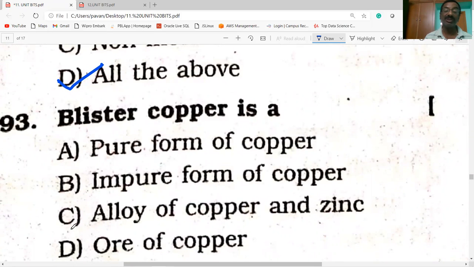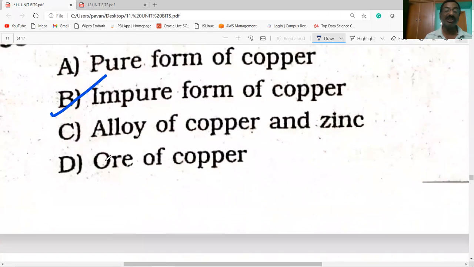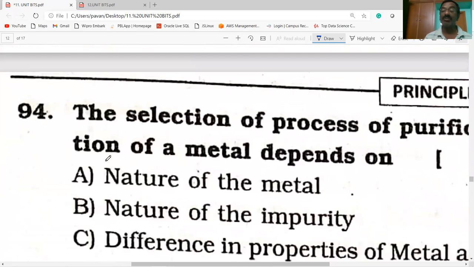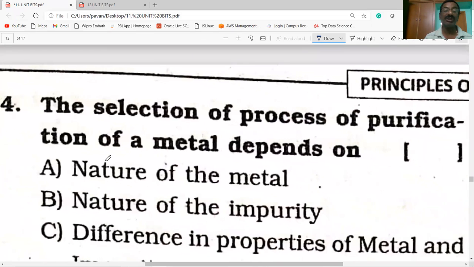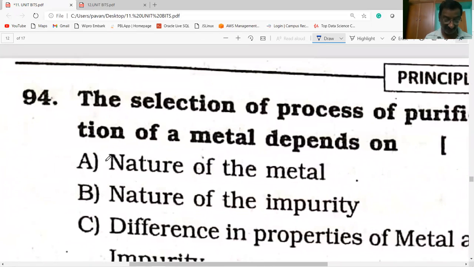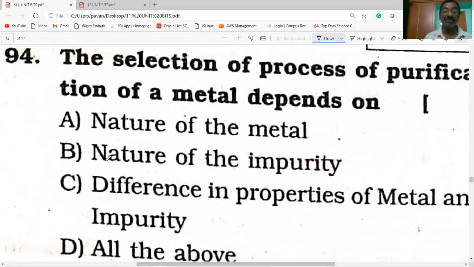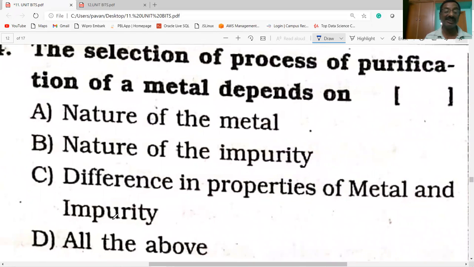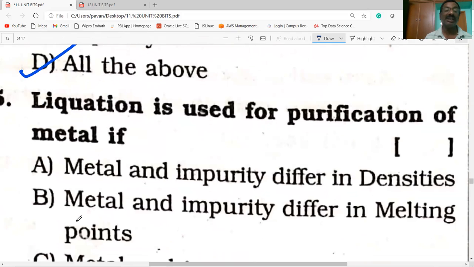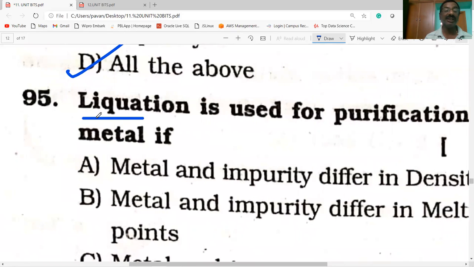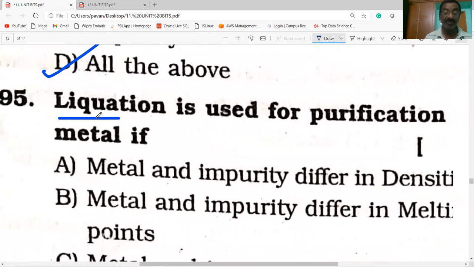Blister copper is an impure form of copper, then it is purified by poling process. The selection of process of purification of a metal depends on the nature of the metal, nature of the impurity, difference in properties of metal and the impurity; all are correct options. Liquation is used for purification of metal when metal and impurity differ in their melting points.